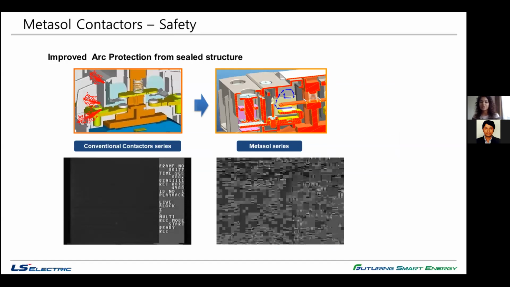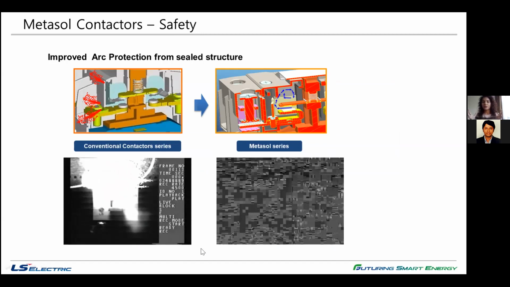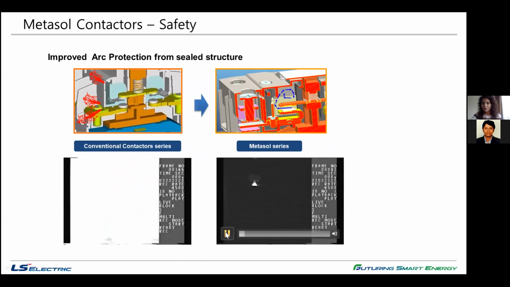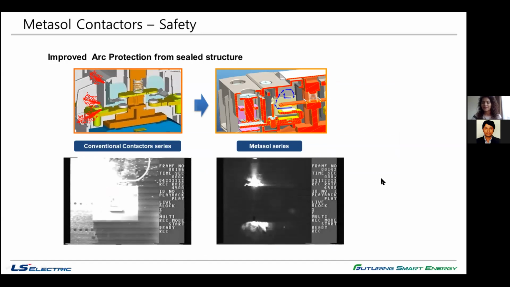Now, as I mentioned in the first slide, we have an improved arc protection seal structure. If we compare our MetaSOL series with an old conventional contactor series, it has an open structure, so it does not quench the arc. And as you can see, the arc just goes. So in the MetaSOL series, since we have a sealed structure, it not only quenches the arc, it also prevents any dust or mist, anything entering in the contactors. So that's one of the benefits.